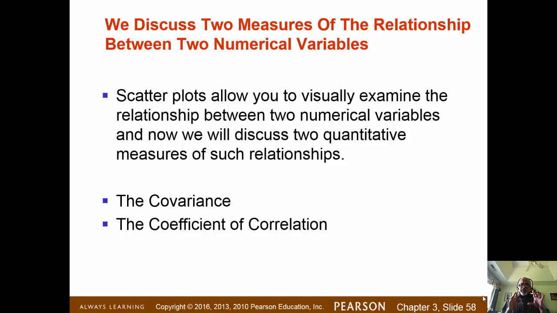Now, instead of simply relying on visual observation of scatter plots, we can compute numerical measures that indicate whether there is an association or not. And we can compute two of them. One is called covariance and the other is coefficient of correlation.